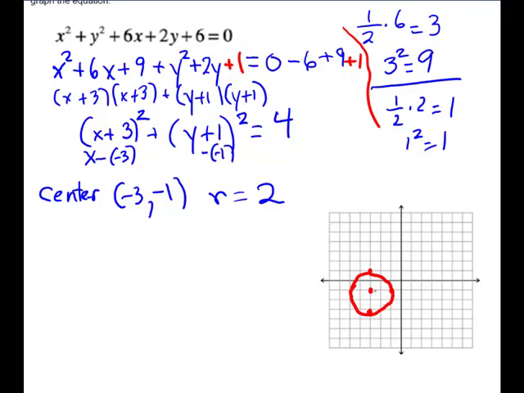Your domain, your leftmost point, 1, 2, 3, 4, -5, to -1, and range lowest to highest, -3 to 1.